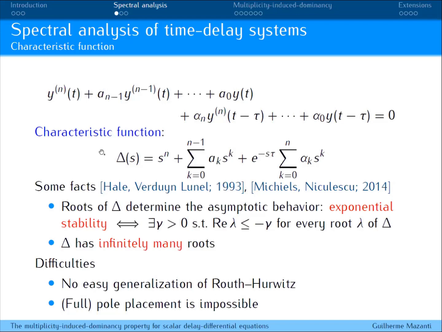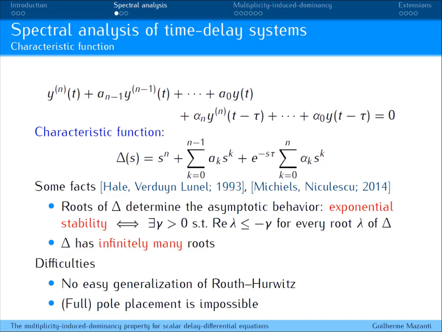There are very classical facts of these kind of functions. So the first one is that in the finite dimensional setting, the roots of this equation determine the asymptotic behavior. And what I'm interested in is exponential stability. And this is equivalent to saying that all roots have real part less than or equal to some negative number here. So there exists a certain gamma such that all roots have real part less than or equal to minus gamma.